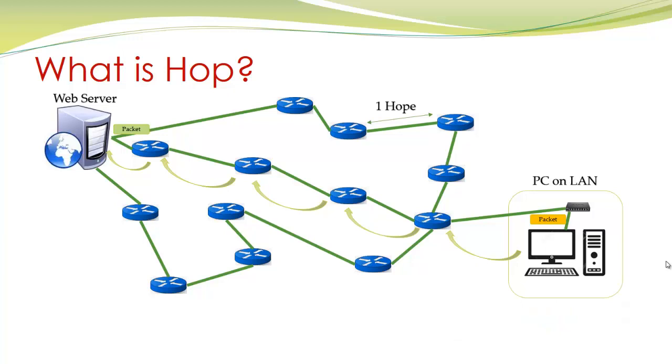A data packet always follows the path with the minimum number of hops. For example, the PC has to communicate with the web server. When the PC sends a request, the packet follows the path with the minimum number of hops. It will not follow the path with a large number of hops. So this path has the minimum number of hops. The packet goes to the server, and when the server gets the packet, it will send a response packet to the PC.